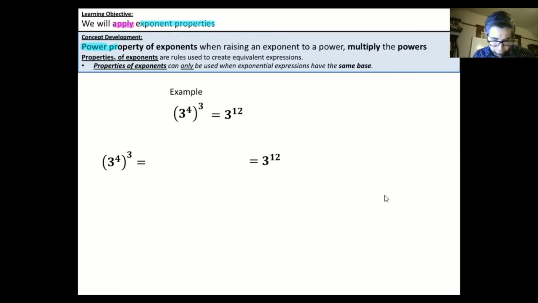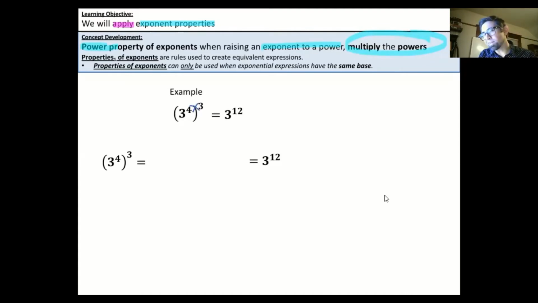So when I look at this example, I see that I have 3 to the 4th to the 3rd power. And I see that it is equal to 3 to the 12th power. Well, right away, some of you might see how I went from one to the other. And I'm going to show you why it works in a second. But the power property of exponents states that when raising an exponent to a power, you simply multiply the powers. So I'm going to end up multiplying 3 times 4 to end up with 12. Typically, I like to put a little multiplication sign right there.